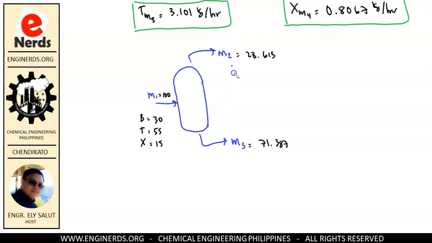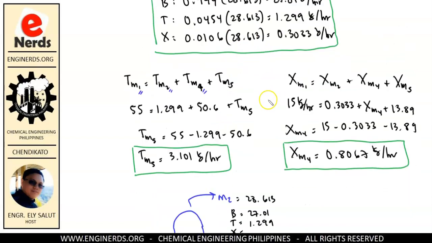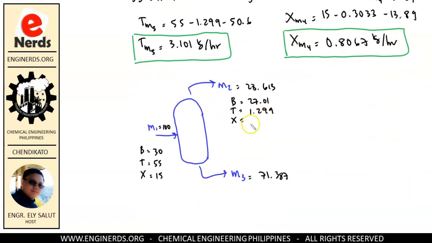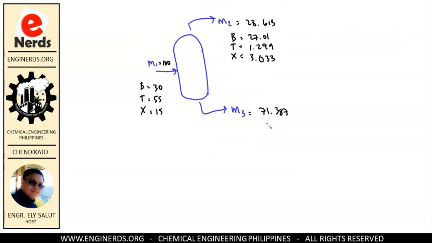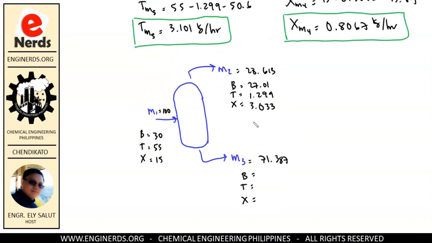Dito naman sa ating M2, our benzene, toluene, and xylene. Our benzene is equal to 27.01. Our toluene is 1.299. Okay, so here we have 1.299. And our xylene is 3.033. Okay, so kailangan nating ma-determine yung ating benzene, toluene, and xylene dito sa ating M3.